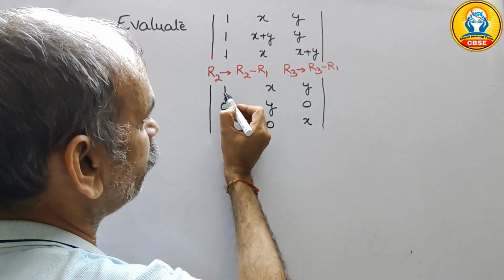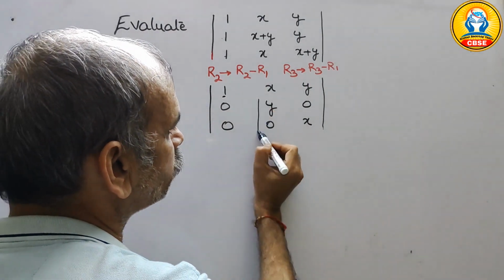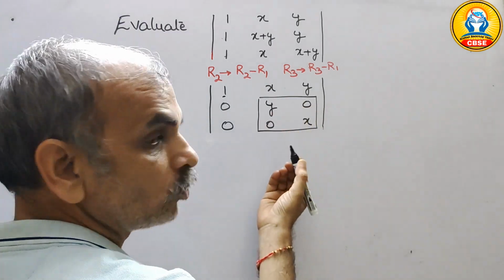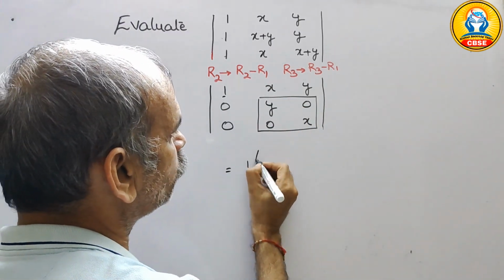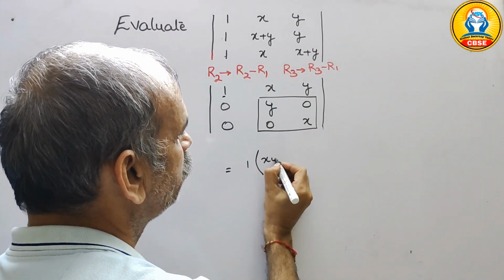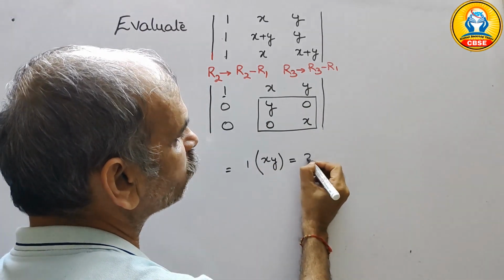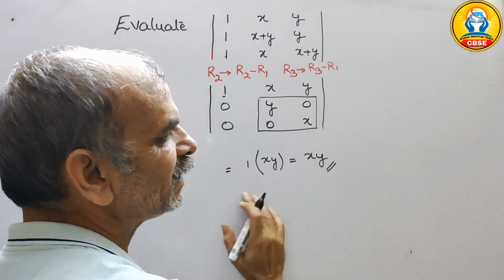So now, here 1 is there. That means we have to solve this box only. So what will we get? 1 into xy, that is equal to xy only. So your answer is xy.